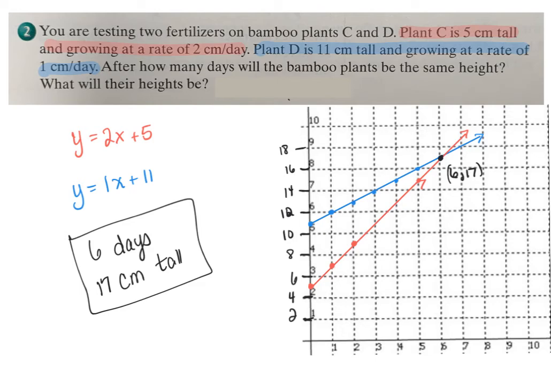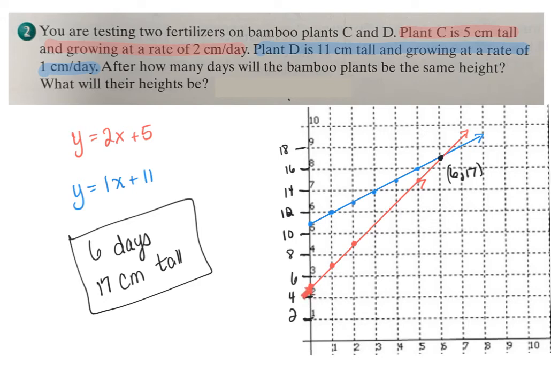So check your work. For the first one, it starts out at 5 centimeters, so that's your y-intercept. It grows at a rate of 2 centimeters per day, so that's your slope. The second one starts at 11 centimeters and grows at 1 centimeter per day. When you graph it, I just left these as number of days because I knew I wouldn't go past 10 days. I did this by twos.